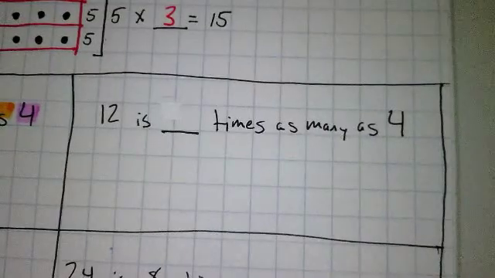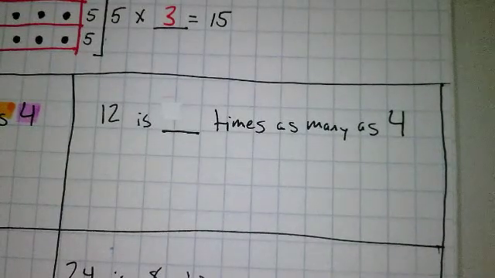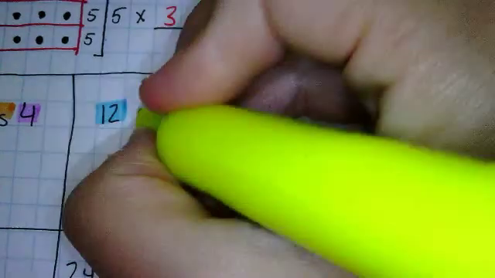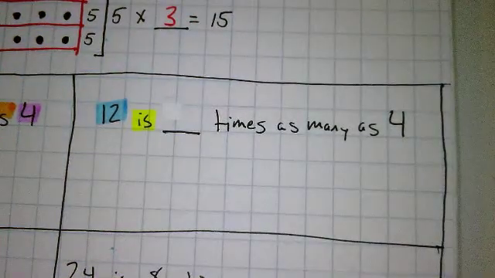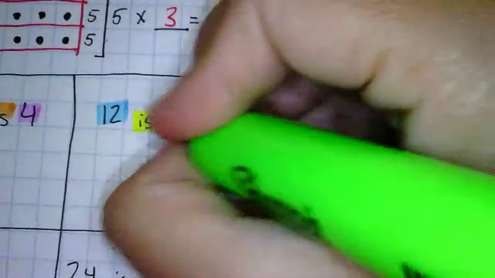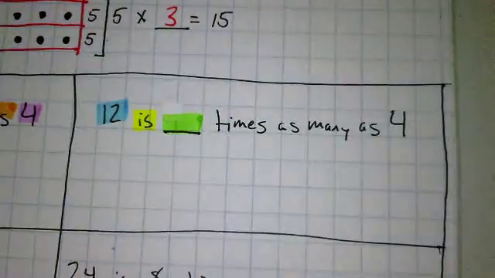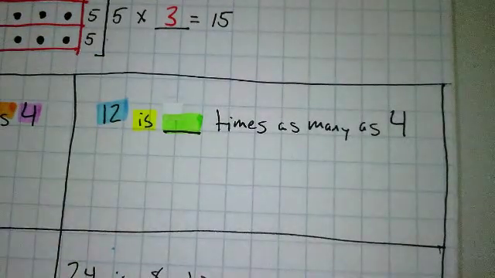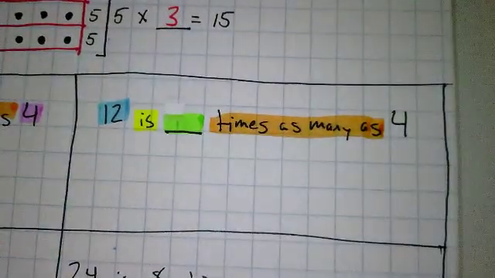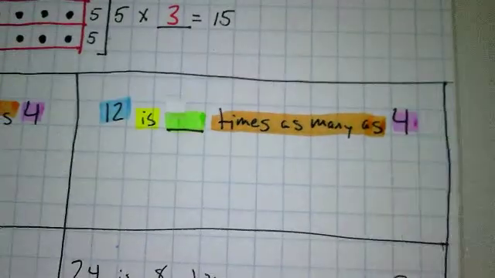Same sort of problem. 12 is blank times as many as 4. So once again, I have my 12. That's going to stay the same. My "is" is going to be my equal sign. My blank is going to be still a blank that I'm filling out. Times as many as means I'm doing what? Multiplying. And my 4 will stay my 4.